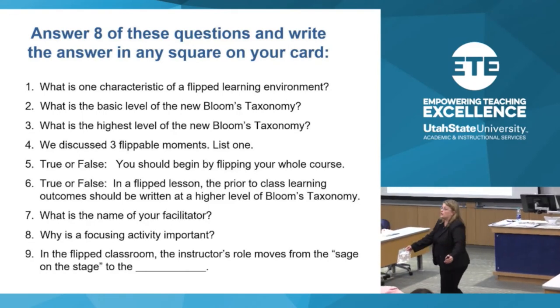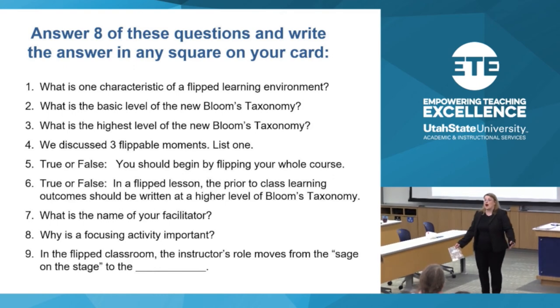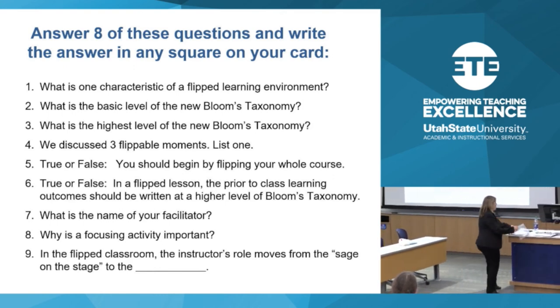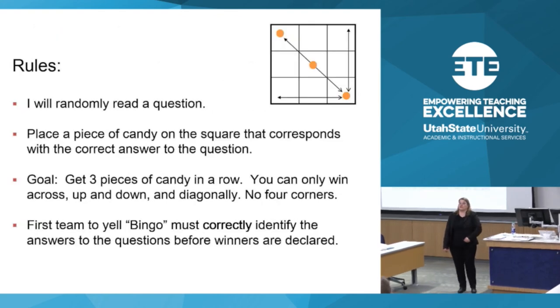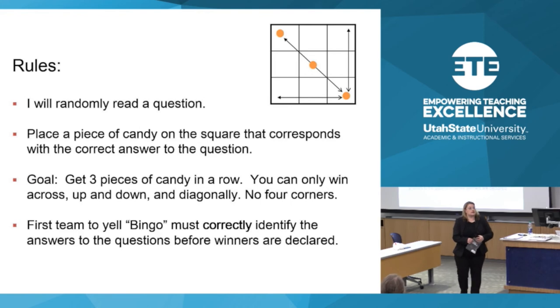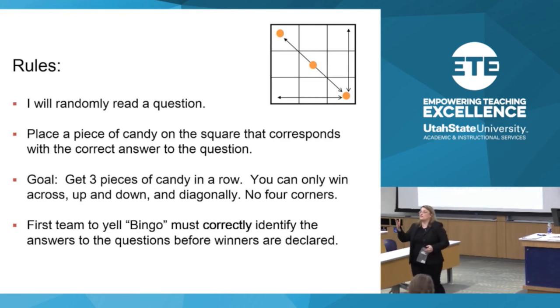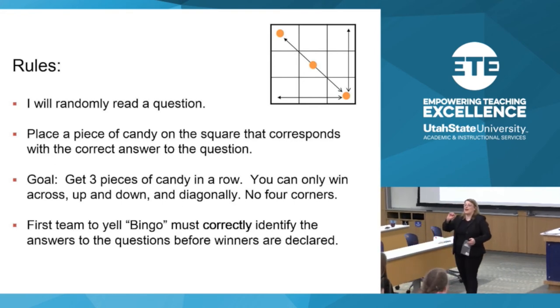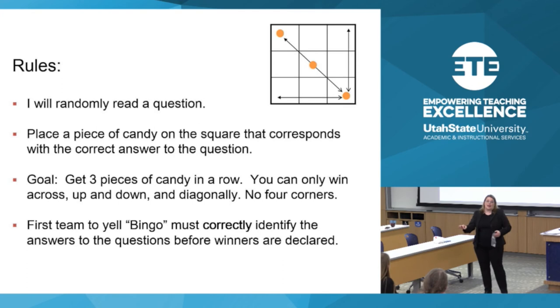My remote people, you're still playing, and if you win the game, we'll ship the books to you. First, I better go over the rules. I'm going to randomly read a question out of my little bag. I have all nine questions in my little bag. When I read that question, if you have the answer to that question, you're going to place a piece of candy or the candy wrapper on your card. Right now, everybody can place a piece of candy on their free space. My remote people, if you don't have a piece of candy, you can use a piece of paper or a paper clip or any kind of office supply tool and mark that. So everybody can place a piece of candy on the free space.